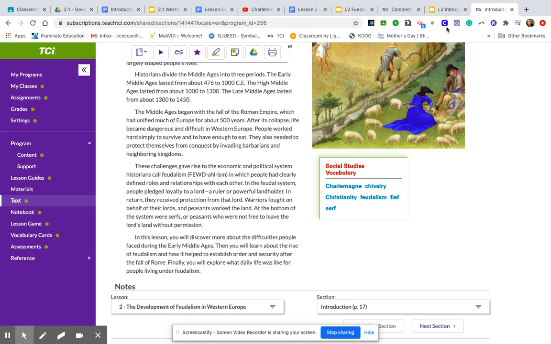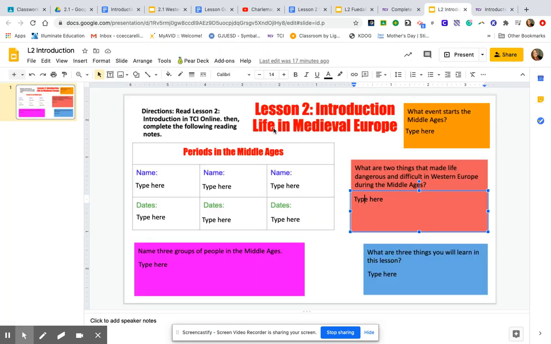Excellent. Go ahead and return to your notes and type your answer in a complete sentence in the purple box here.